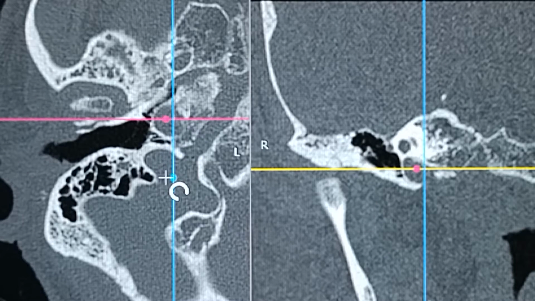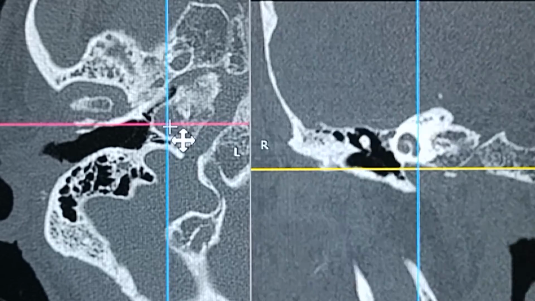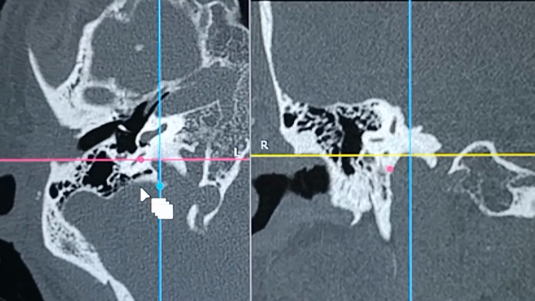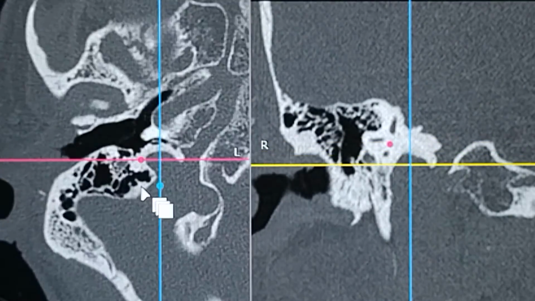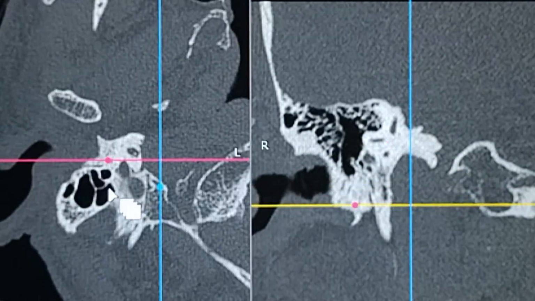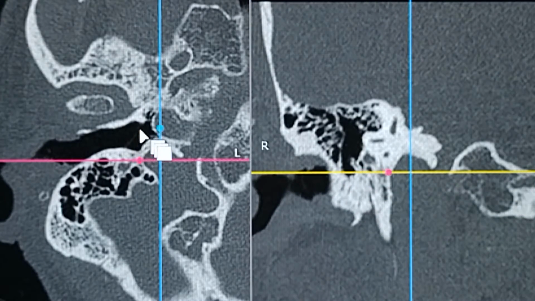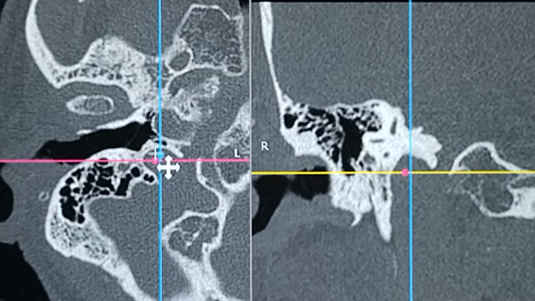Now keeping focus on the IJV, if I take my navigation cursor to the IJV over here, that's the IJV. If I'm going from below to above, see, that was the mastoid tip. Going above, you can see the EAC, and that's the tympanic membrane, and that's the jugular vein. So that's the jugular bulb.